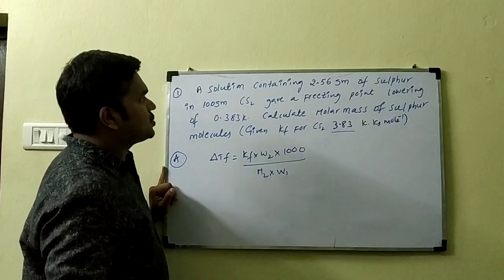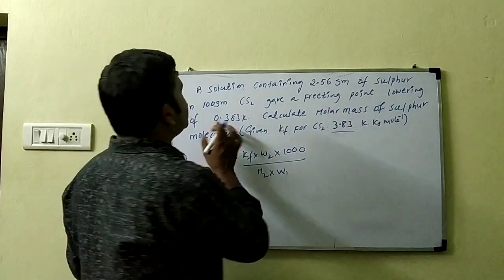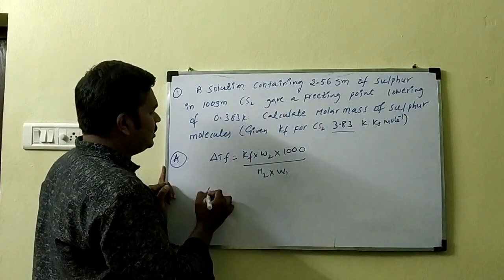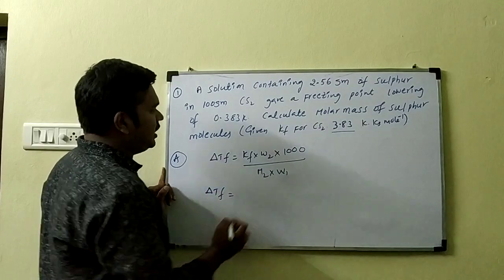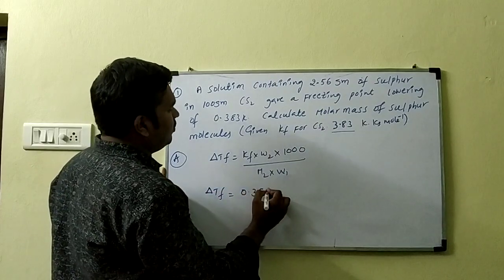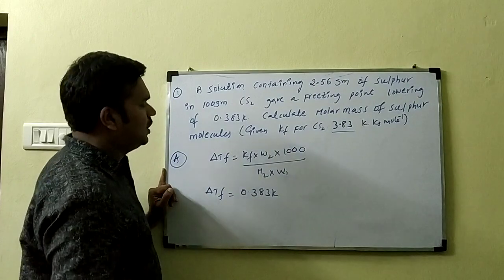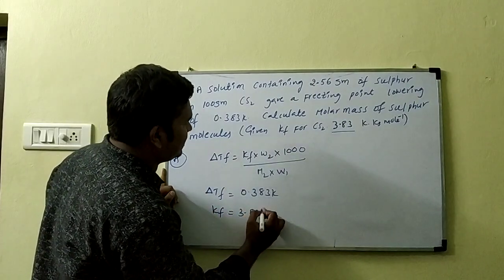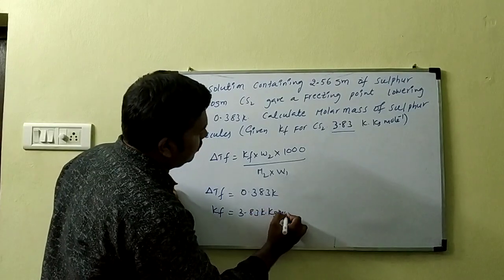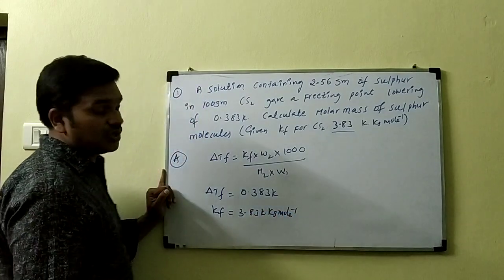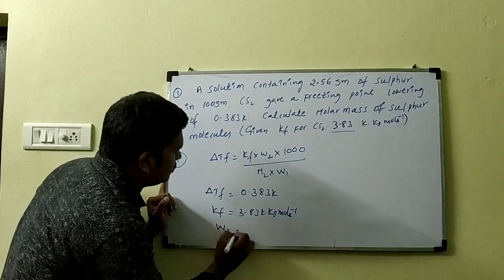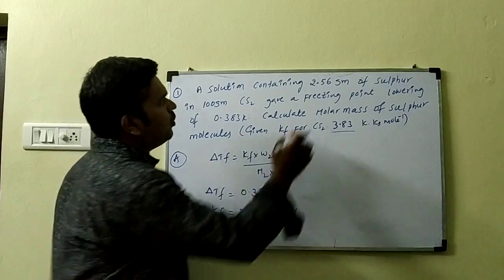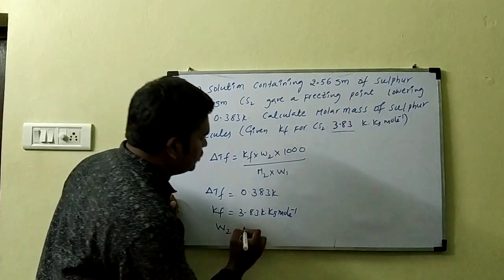Clear? So they have given the lowering in freezing point. The freezing point lowering is the decrease in the freezing point. Directly they have given delta Tf, that is equal to 0.383 Kelvin. Now here the Kf value is already given as 3.83 Kelvin kilogram mole inverse. Now we want to see W2. What is W2? W2 is the weight of the solute. Here 2.56 grams is the weight of the solute.